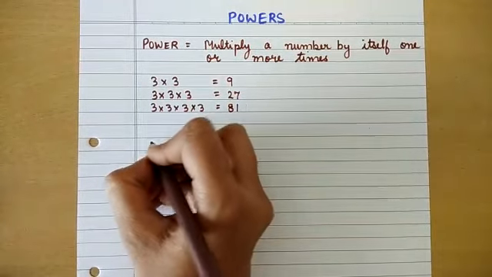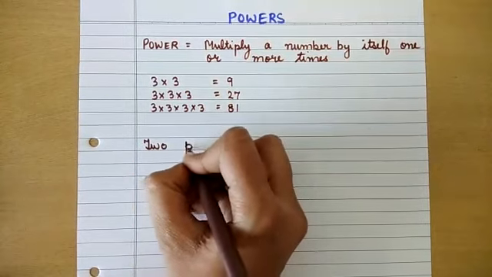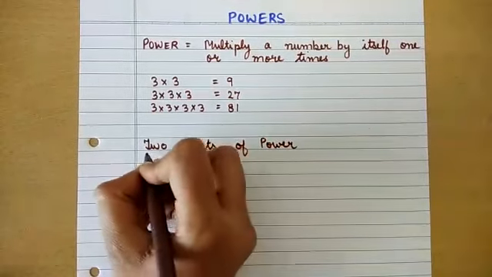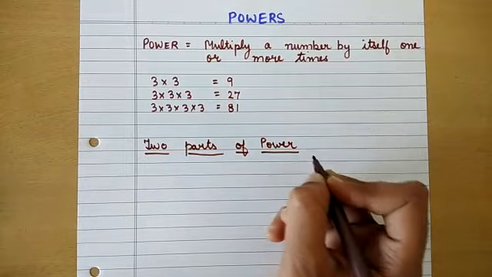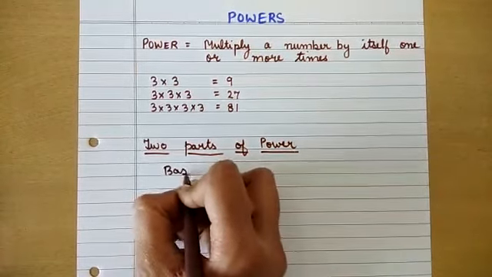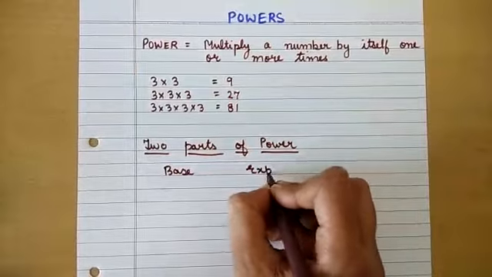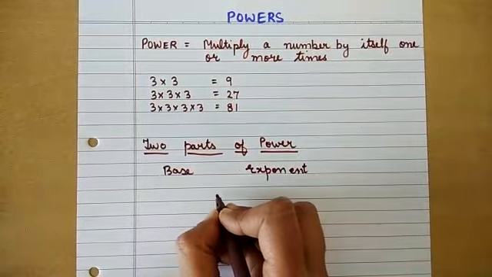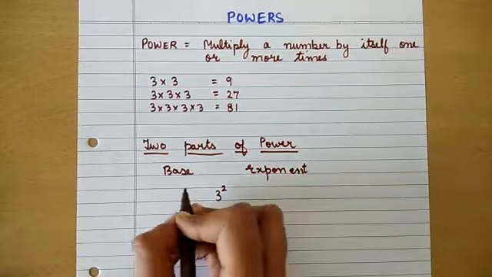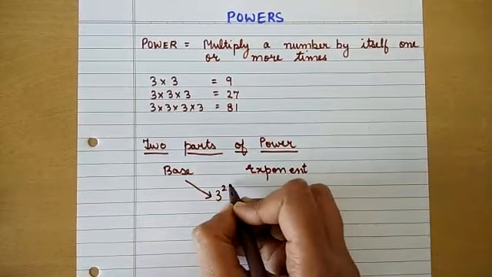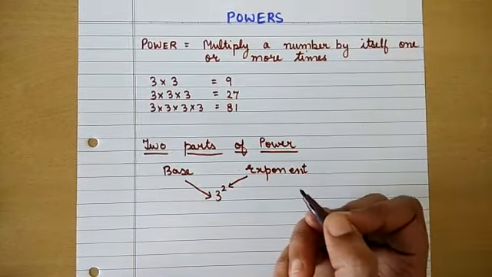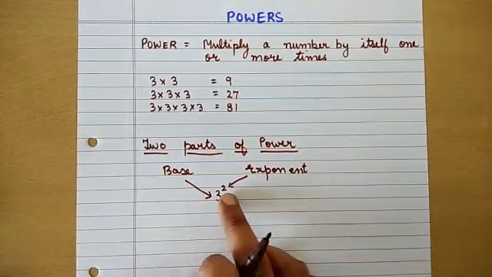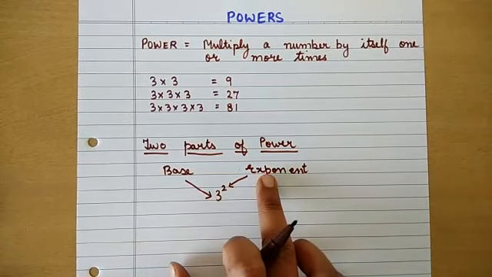There are two parts of a power. One is the base and one is the exponent. For example, 3 raised to 2. So the base is your 3 and 2 becomes your exponent. So whatever is at the bottom becomes the base, and whatever is at the top, that is 2, becomes the exponent.